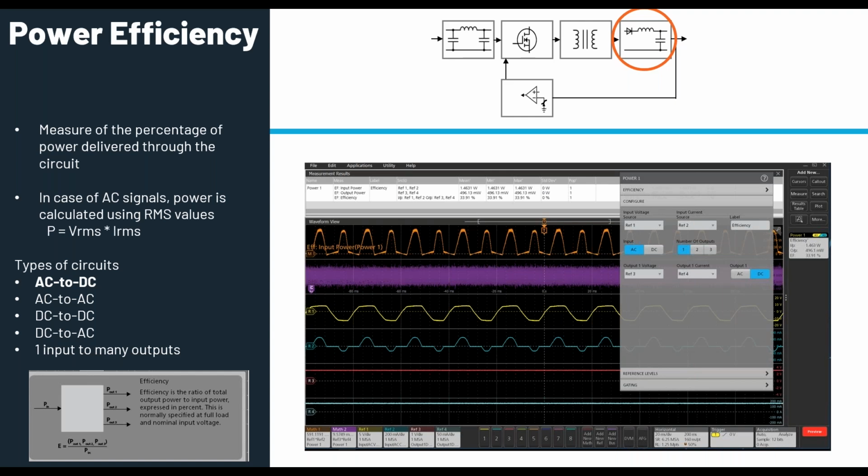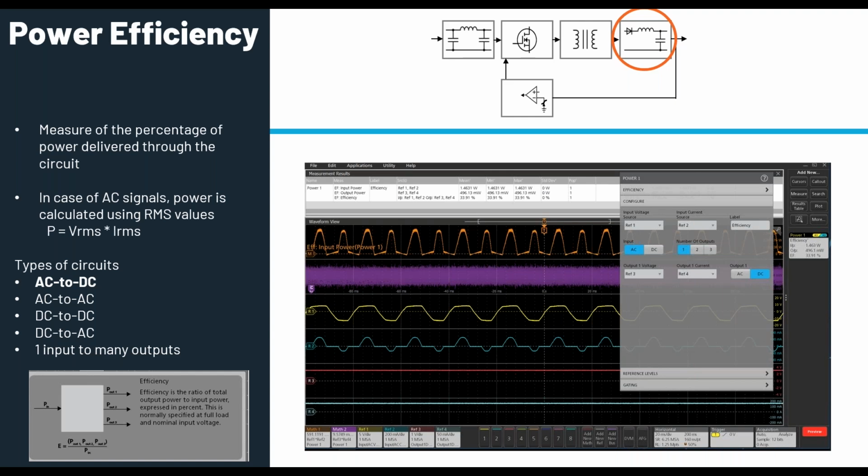And you can also have one input or multiple outputs. When you have multiple outputs, the total output power is the sum of the powers of all the outputs. You measure the power on the input side and the power on the output side, and then you divide the output power by the input power, and you will get the efficiency. It's a simple measurement, but you need good equipment to capture these signals and measure this very accurately. You need a good resolution in the scope to make this measurement accurately.